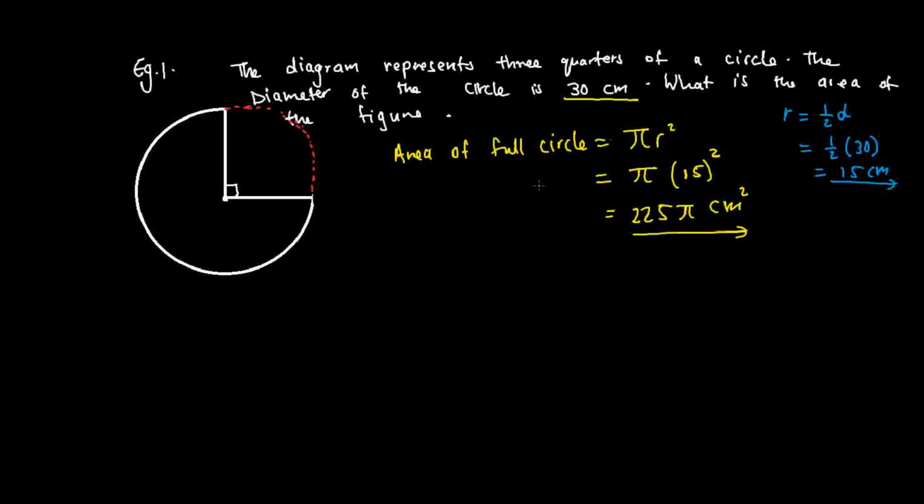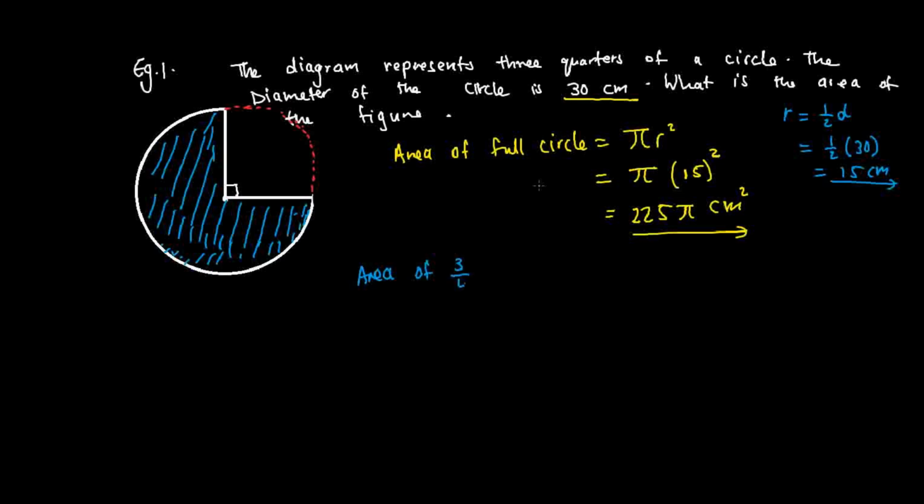But now we do not need the area of the full circle. Why? Because I just added these red dots myself. We need the area of this shape that I'm shading in with blue. The area of the 3/4 circle, actually. This part is a quarter circle.